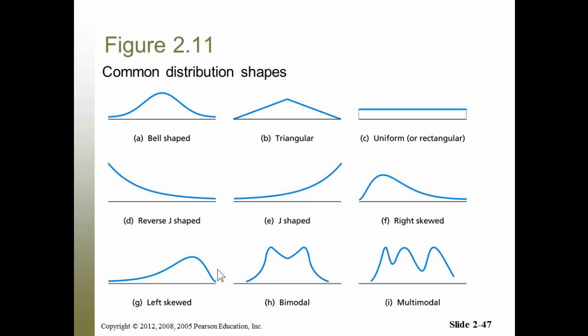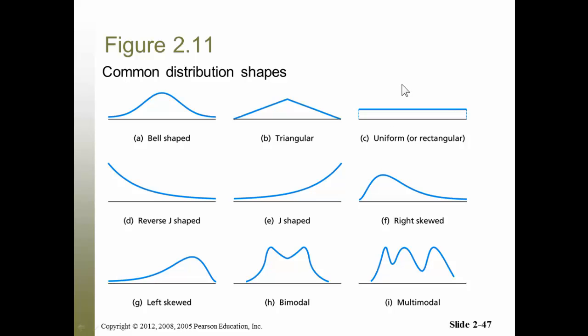Here are other common distribution shapes. There are many bell-shaped curves, and as I said before, not all of these are normal curves. Those two are not synonyms. We will have other bell-shaped distributions which are very important. I want to mention some of the others here.